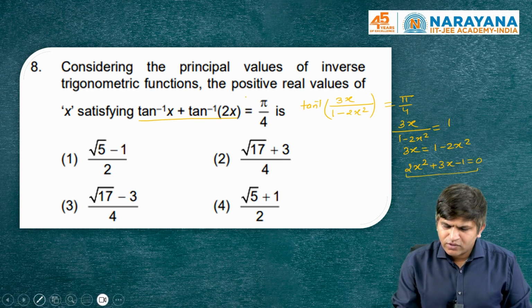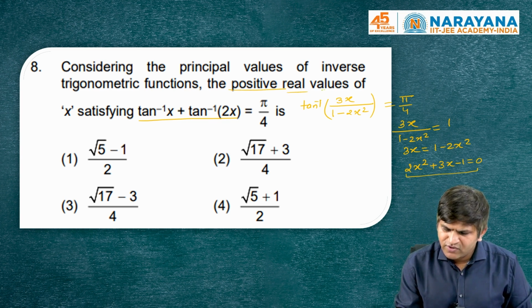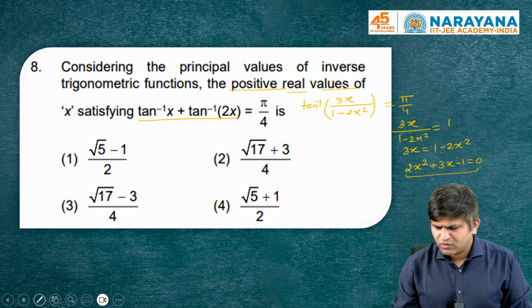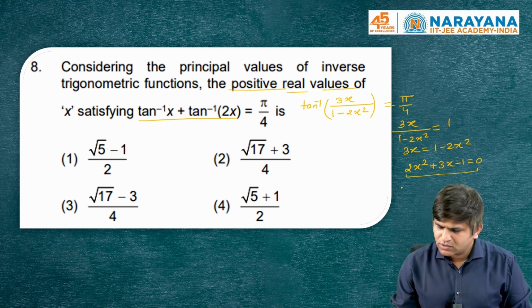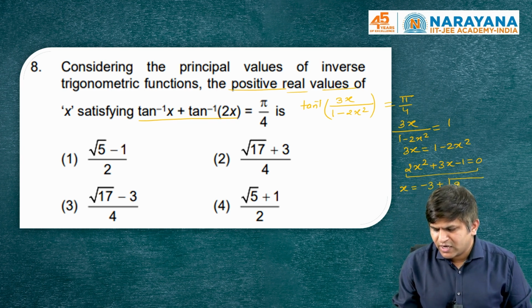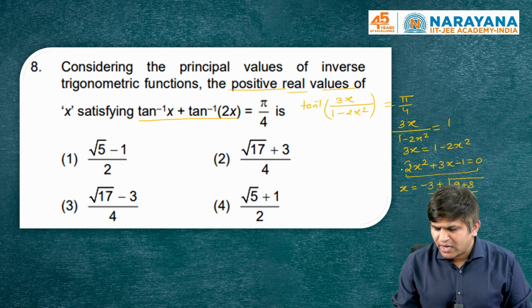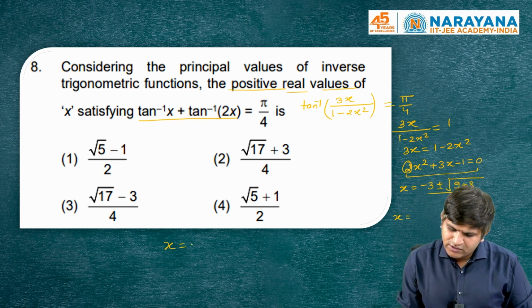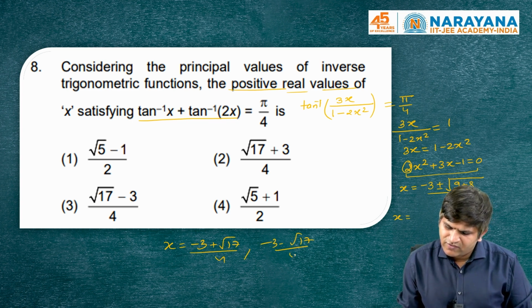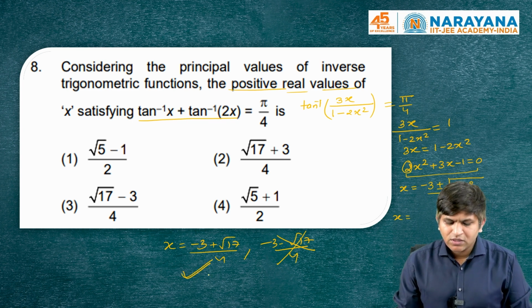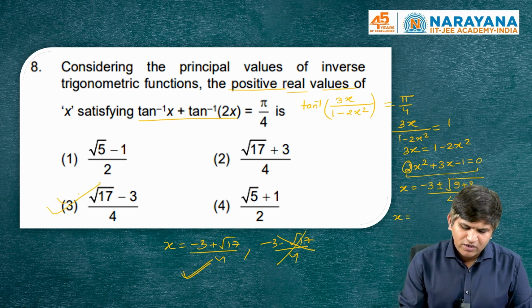Now we have to find the positive real values of x. So we can find the solution of this quadratic: x is equal to minus 3 plus or minus root of b square, that is 9, minus 4ac. Minus 4 into minus 1 is plus 4, into 2 will be 8. So root 17 over 2 into a, where a is 2, so that is 4. So x is equal to minus 3 plus root 17 by 4. The other one, minus 3 minus root 17 by 4, will be rejected. So we get the answer as root 17 minus 3 by 4, that is our choice 3.